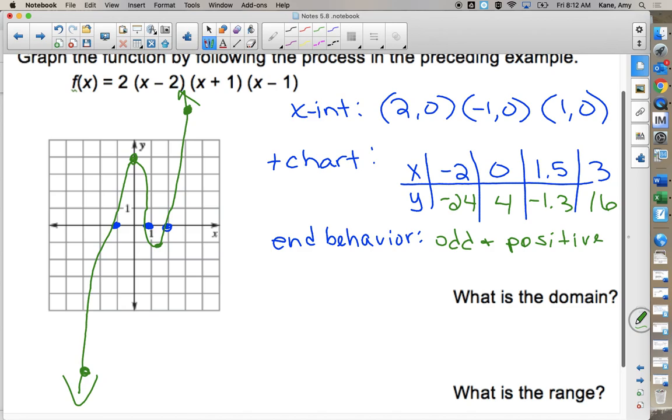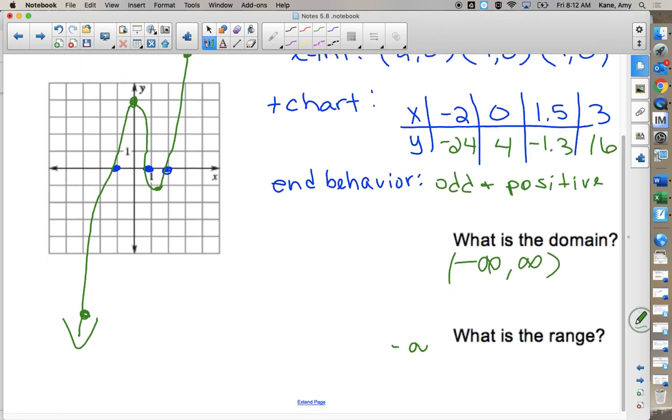Hopefully your graph looks a little nicer than mine. So Nina, the domain would be negative infinity to infinity, and the range is also negative infinity to infinity.